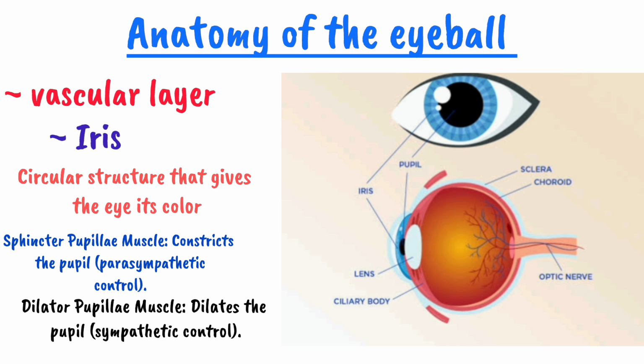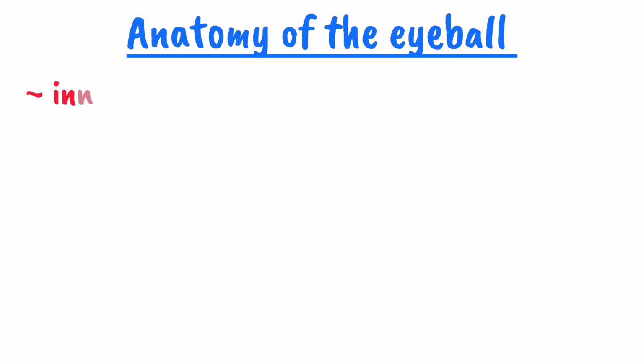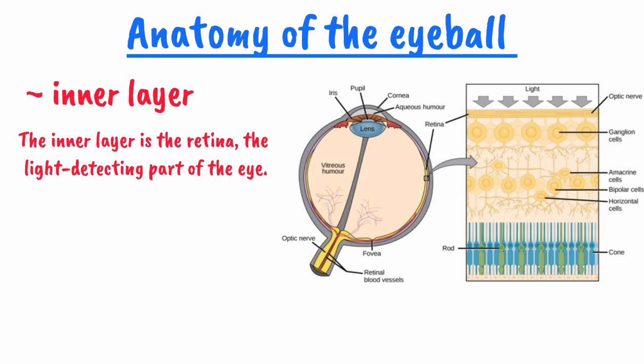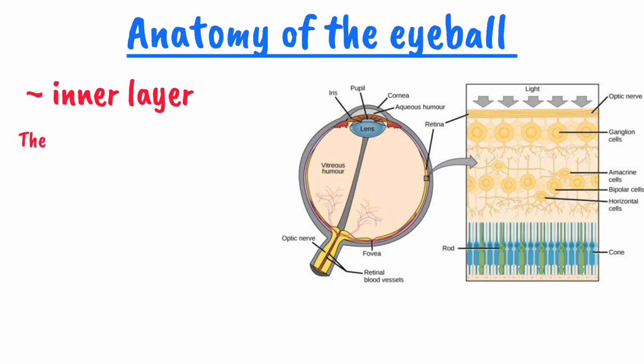Now finally, let's talk about the inner layer of the eyeball. The inner layer of the eye, the retina, is the light detecting component of the eyeball. So the retina consists of two distinct layers.